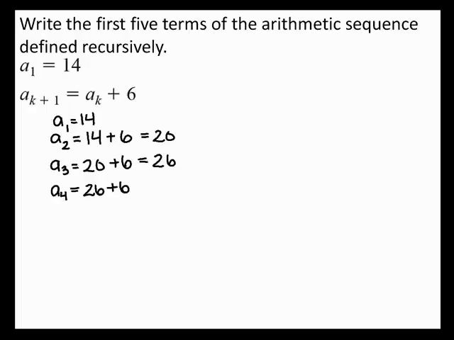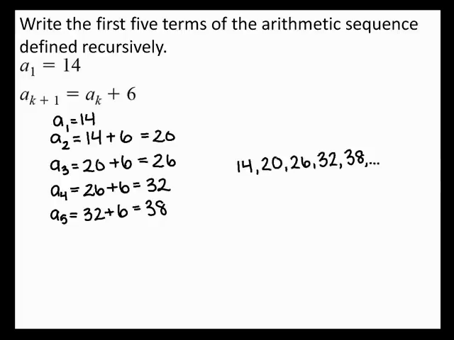a sub 4 is equal to 26 plus 6. Simplify 26 plus 6. a sub 4 is equal to 32. a sub 5 is equal to 32 plus 6. Simplify 32 plus 6. a sub 5 is equal to 38. The first 5 terms of the arithmetic sequence are 14, 20, 26, 32, and 38.